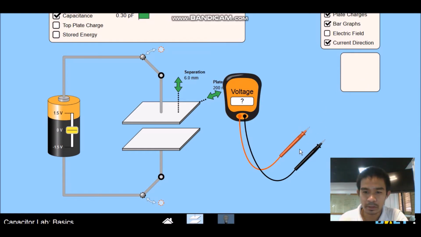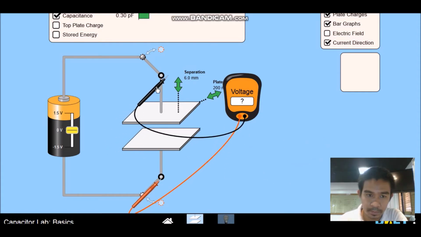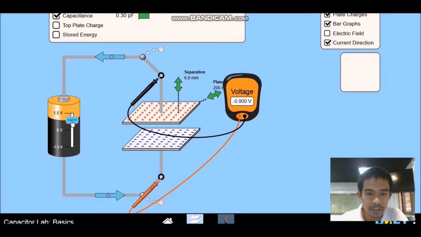Now, if I increase the voltage difference between these two plates, we will measure that using the voltmeter. So 0 means no electron flow. If I increase the voltage difference, more electrons will flow. So this plate will be more negatively charged, and this plate will be more positively charged. As you can see, as you increase the charge or electrons that flow, there is also an increase of charge density, or areal charge density.